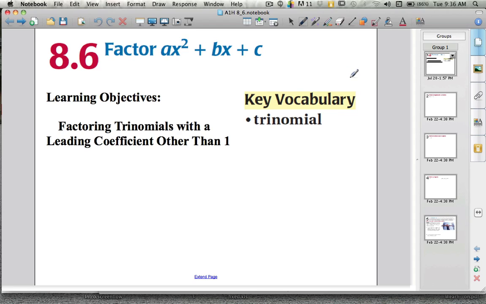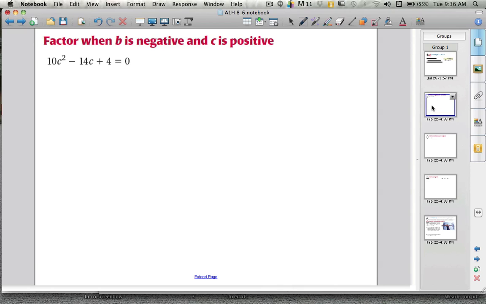In section 8.6, we're now going to move on to working with quadratic functions that have a leading coefficient that's something other than 1. So this becomes a little more complicated. We're still working with trinomials essentially. And what we want to do is now account for that leading coefficient. We didn't really have to account for it before when it was 1 because it was just too easy.